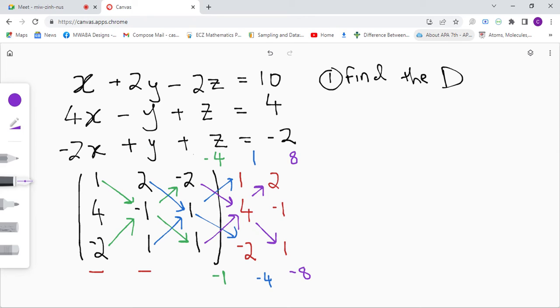Once we have these numbers, we're going to total them up by adding them. So we say negative 4 plus 1 plus 8. What do we get? Negative 4 plus 1 is negative 3. Negative 3 plus 8 is positive 5.